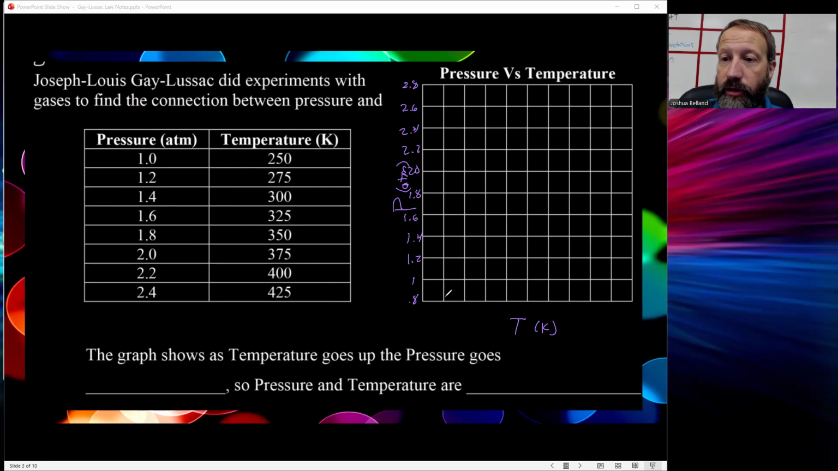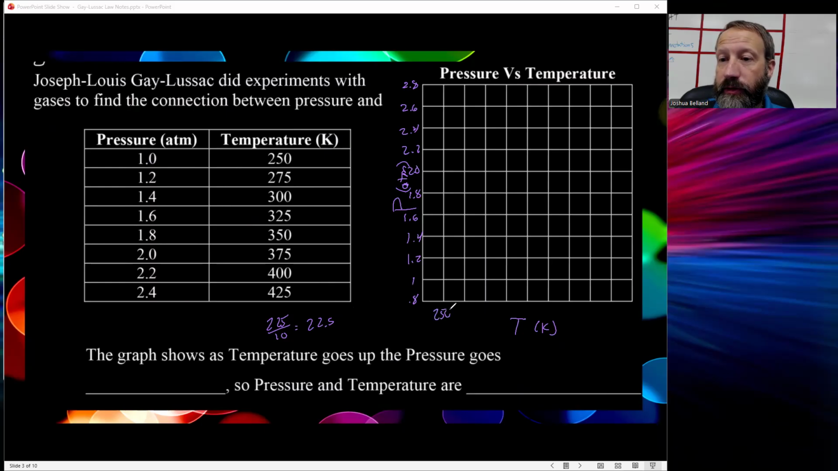Okay, here also, again, 1, 2, 3, 4, 5, 6, 7, 8, 9, 10. So I've got 10 and I've got to go from 250 to 425. That's a difference of 175. If we divide by 10, I need to go by 17.5. Well, that just doesn't sound fun. So what we're going to do is go by 25. And I don't have to start at 0.